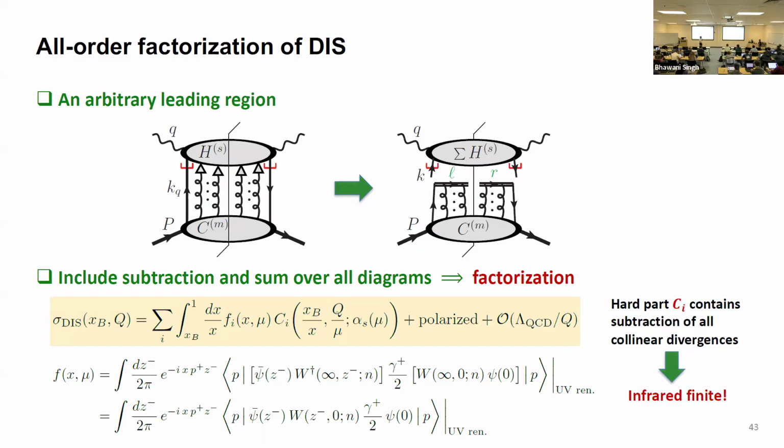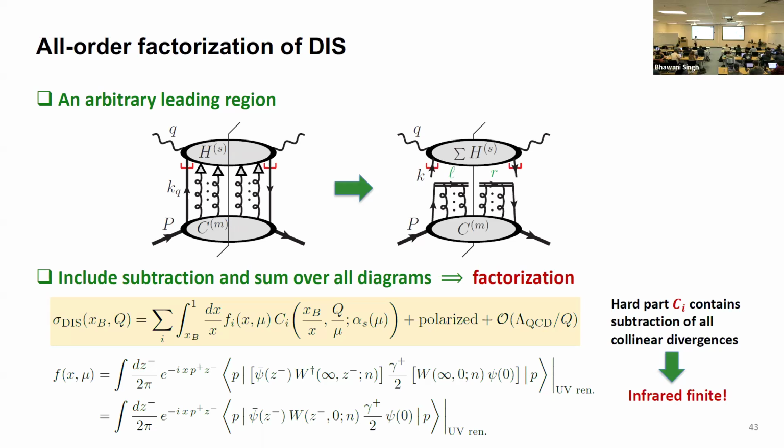The first thing is we have a factorization scale mu. And second is we have an operator definition for the PDF. This operator definition contains psi bar and psi separated along the light cone, and they are connected by a Wilson line. And the hard part now contains all order diagrams, but they have been carefully treated to have subtracted all the collinear subdivergences. So they are infrared finite. And that's what we gain from a careful treatment of factorization.